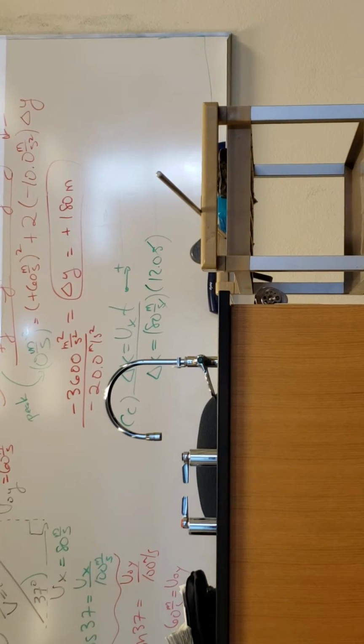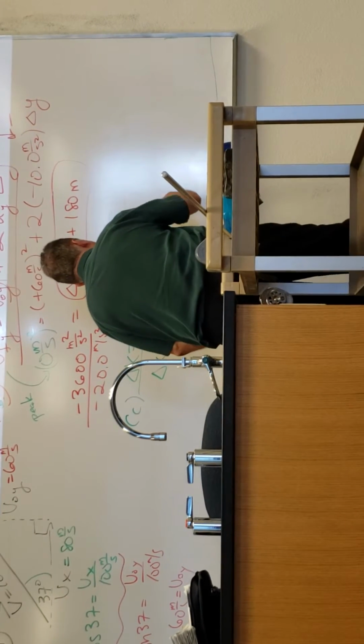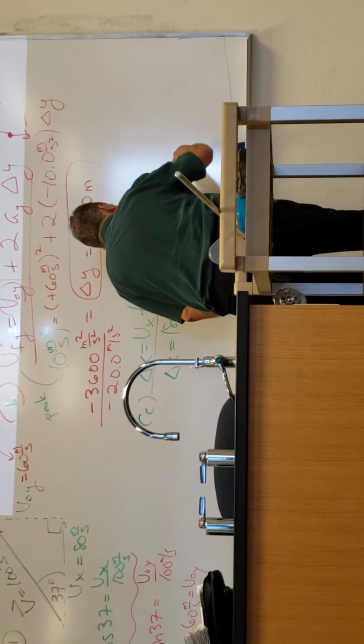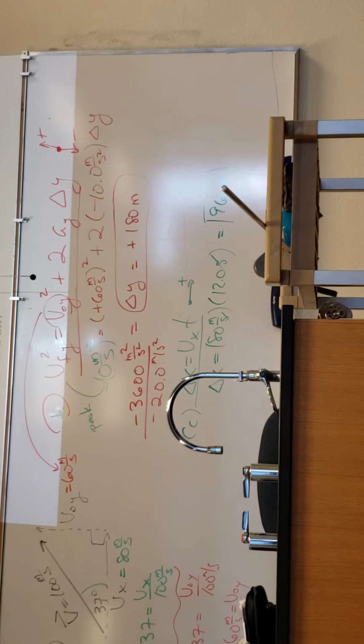So 8 times 12 is 96, and I have to add a 0. This is a good projectile. This seems like 1 mile. 960.